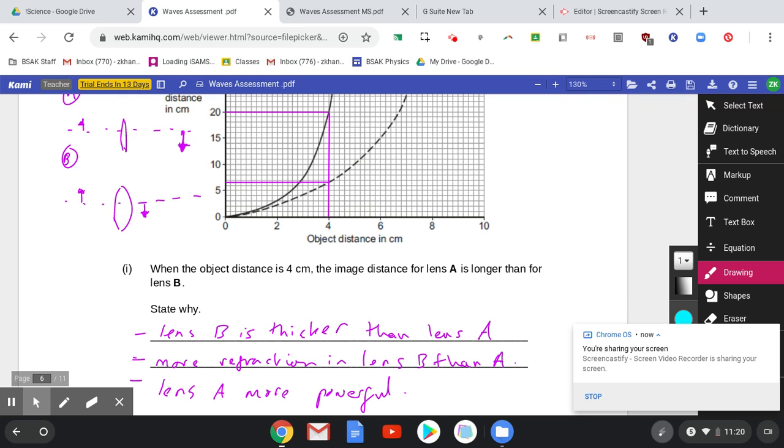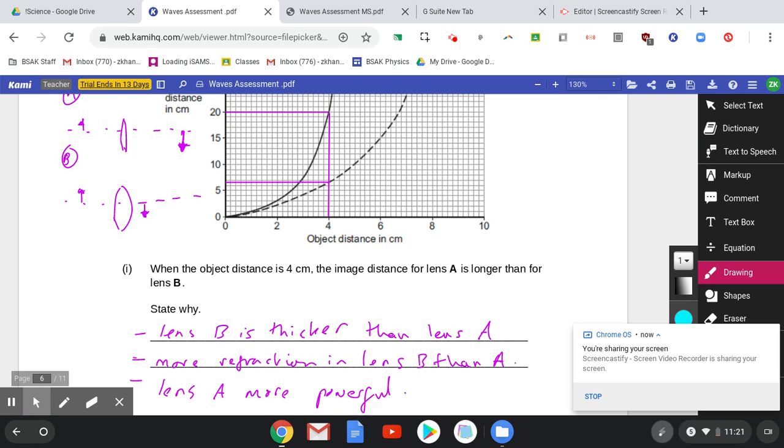So why is the image distance for lens A longer than for lens B? Why is this image distance, that distance there, longer for lens A than for lens B? The reason is light refracts a lot more. Why does it refract a lot more? Because lens B is a lot thicker, or you could say it's more powerful.